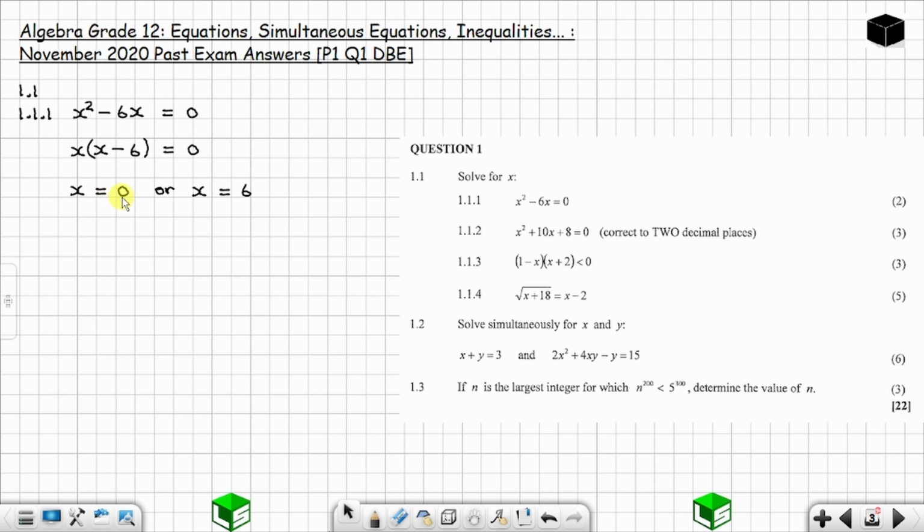Always make sure you check your answers. You have to plug 0 in there and see if both sides of the equal sign will be equal. And you also use 6. You plug 6 in there. Okay, let's move on to the next question, which is 1.1.2.